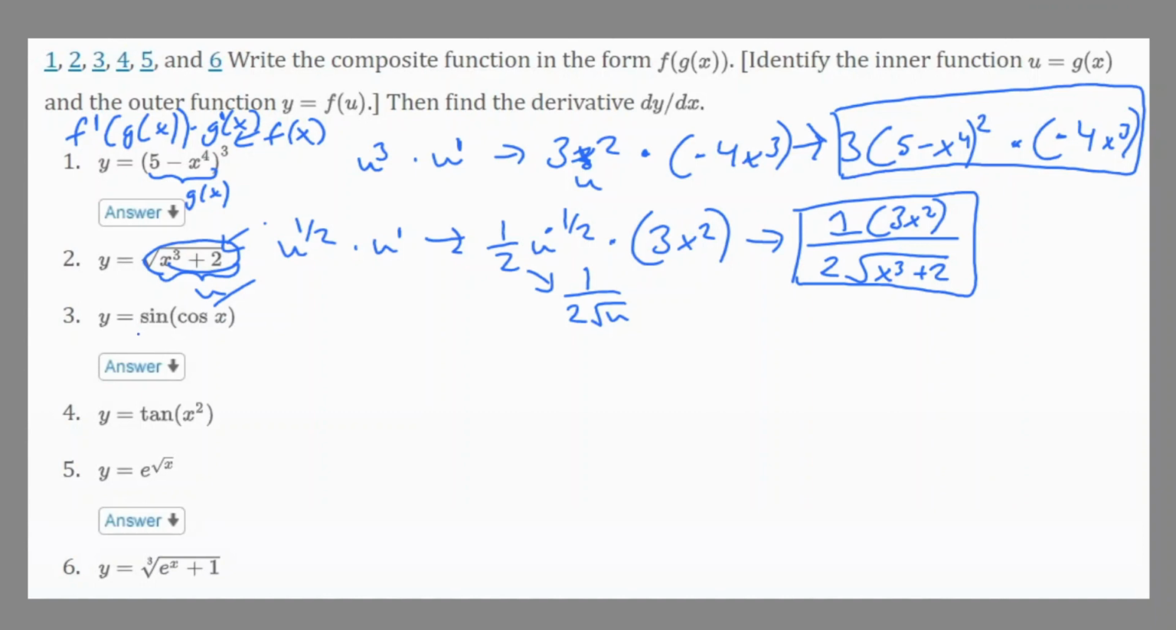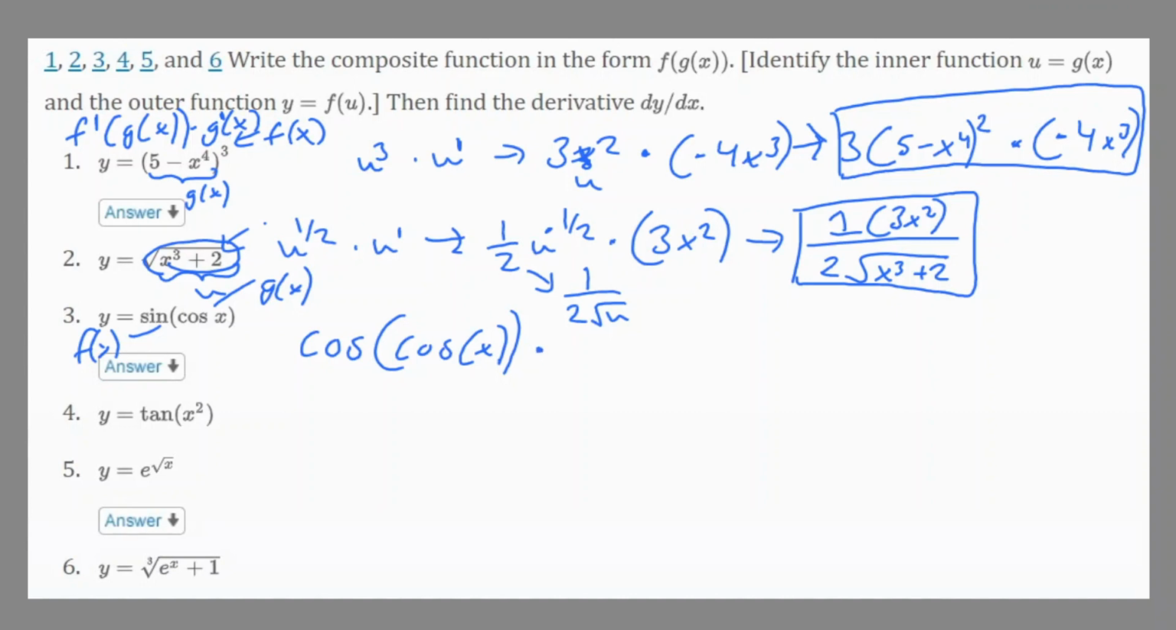So for number 3 here, we're dealing with sine of cosine of x. So what we're going to do here is cosine of x is going to be our inside function and sine of x is going to be our outside function. So this is actually f of x and this is going to be g of x. So first we need to find the derivative of f of x, which is going to be cosine of cosine x, because the inside is not going to change, g of x stays like that.